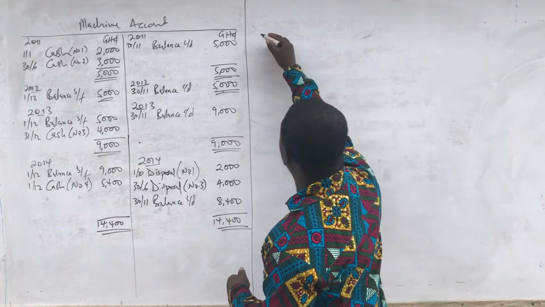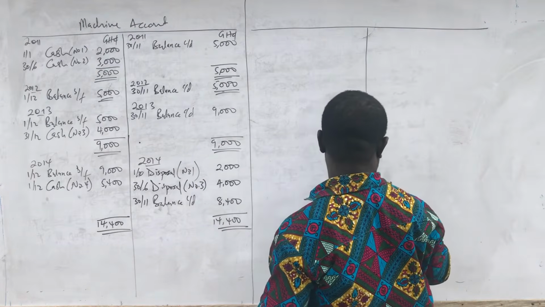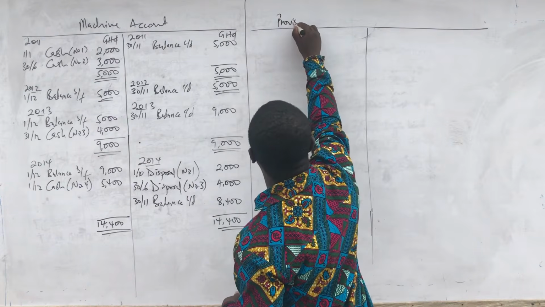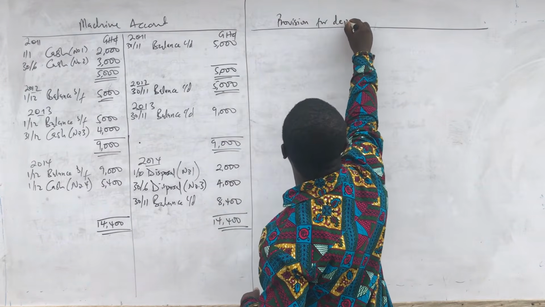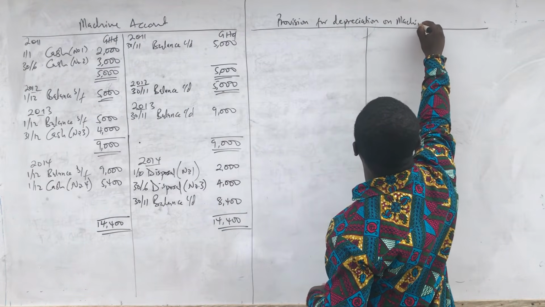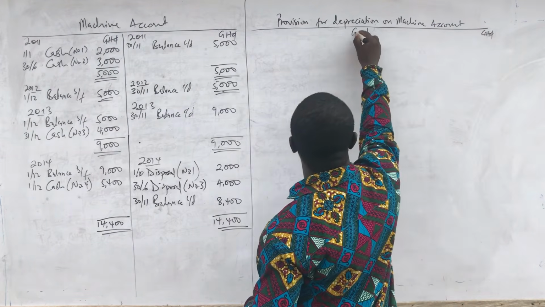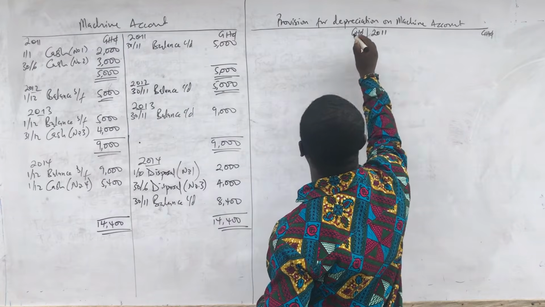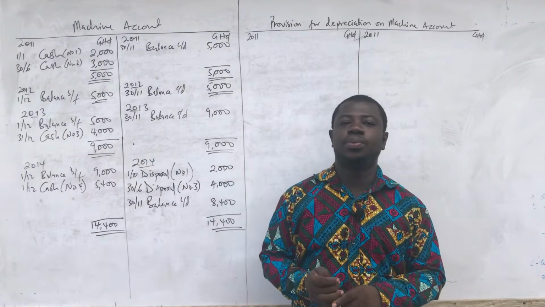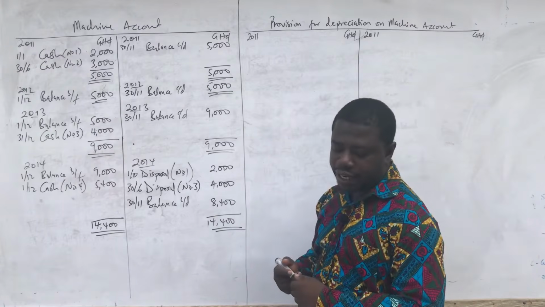And so, let us prepare the provision for depreciation account. Provision for depreciation on machine account. So I'll put my currency sign here, and then I'll begin year after year. So I'll begin with the 2011 financial year. Okay, so we prepare the provision for depreciation account starting from the 2011 financial year.